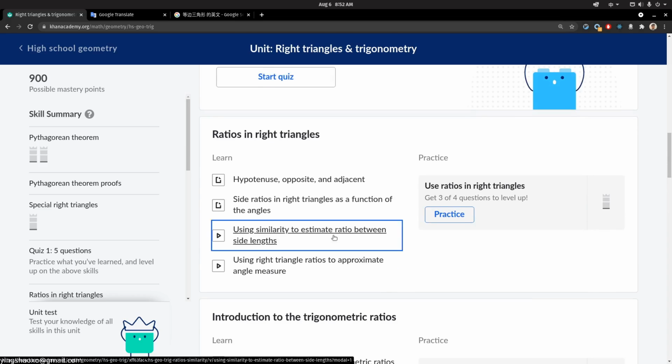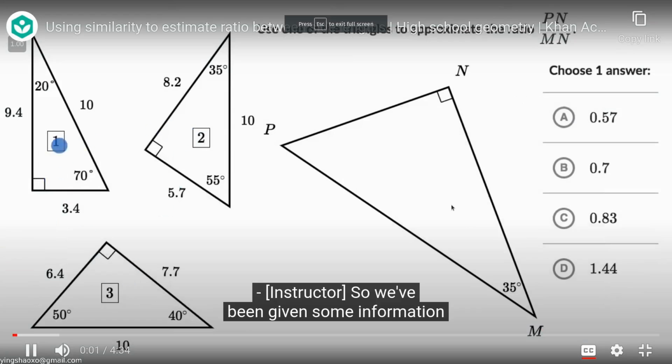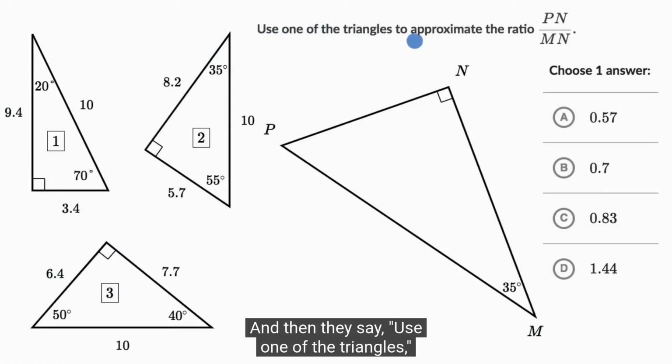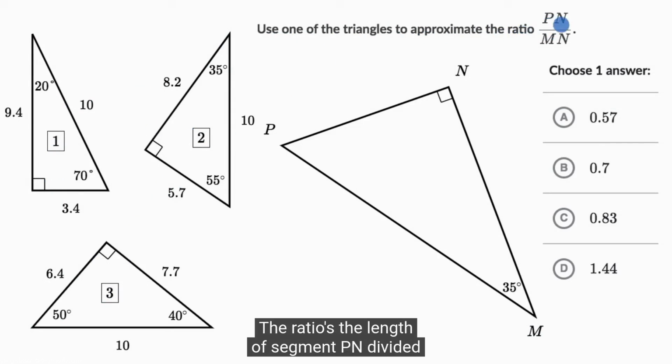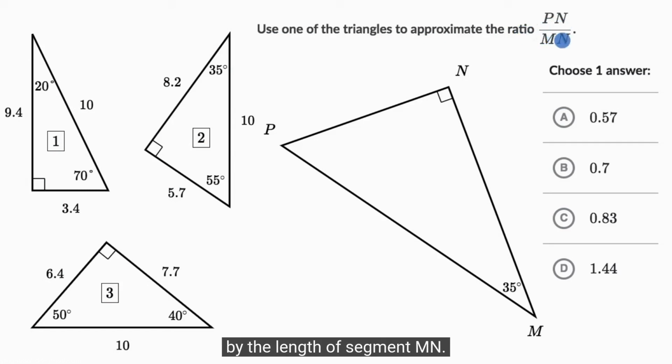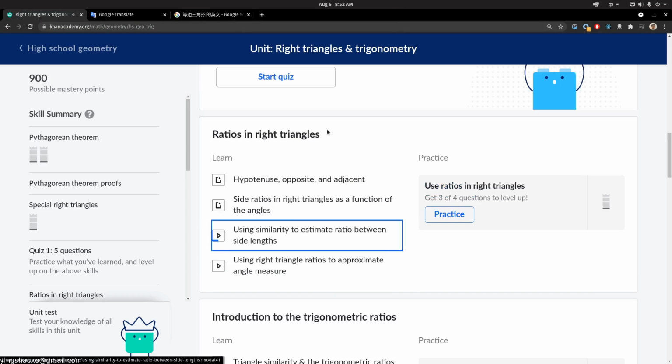Ratios in right triangles. All right. So we've been given some information about these. Then they say use one of the triangles, so use one of these three triangles to approximate the ratio. The ratio is the length of segment PN divided by the length of segment. Okay, that was not right.